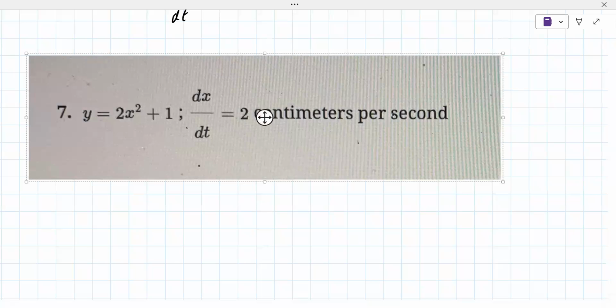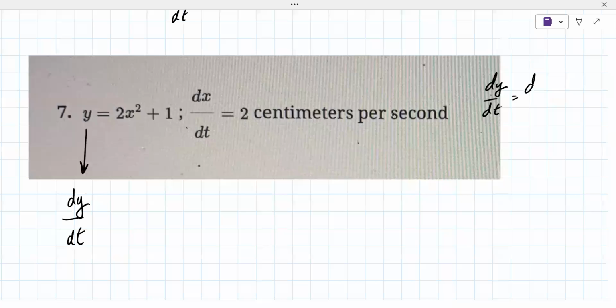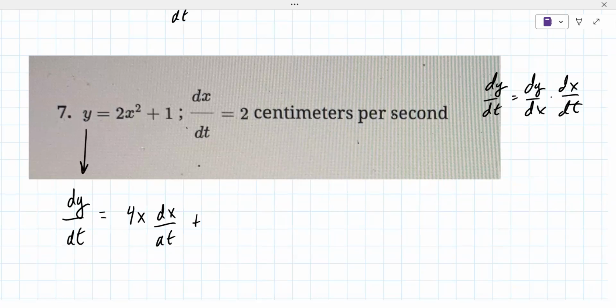So instead of writing dy/dx, I'm going to write now dy/dt. And again, dy/dt really is dy/dx times dx/dt. So you just kind of shortcut that. So it's 4x, but whenever you see an x, just like with implicit derivatives, you get a dx/dt. Plus derivative 1 is 0.